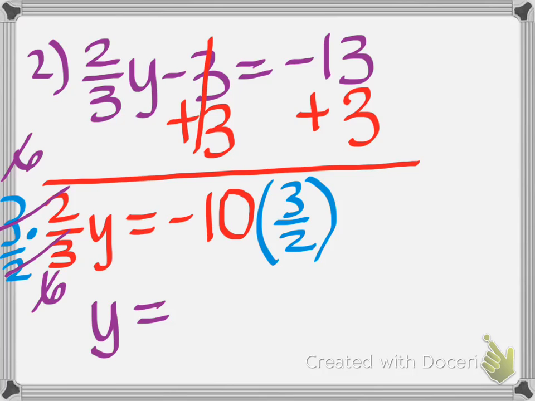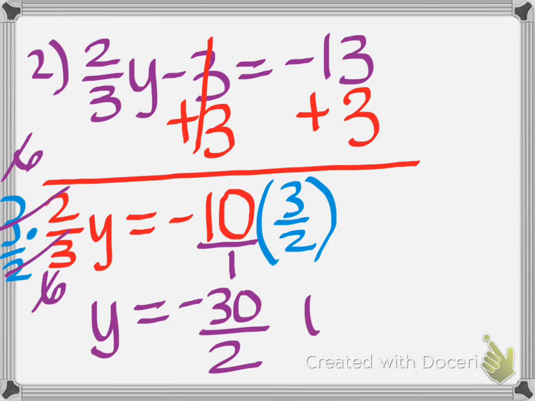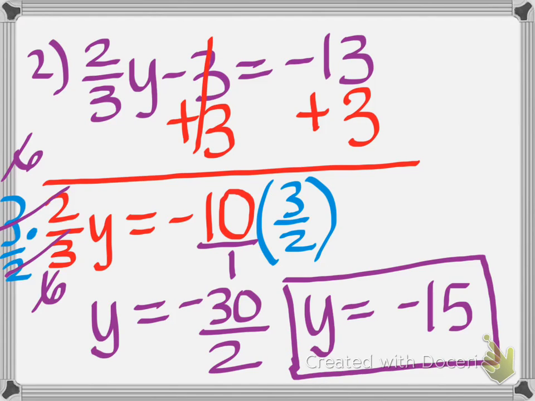Now on the right side over here, we have negative 10 times 3 over 2. I know it helps a lot of you to put a 1 in the bottom of this 10. And then after that, you can just multiply across. So negative 10 times 3 is negative 30, and 1 times 2 is just 2. So now y equals negative 30 over 2. 2 goes into negative 30 negative 15 times. Okay? And that's the answer to number 2, negative 15.